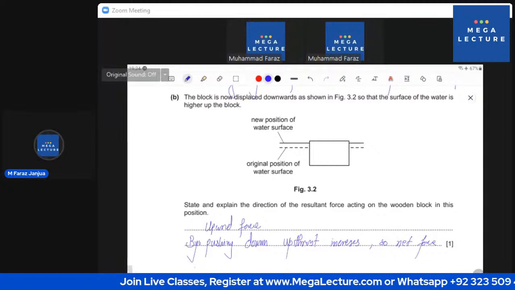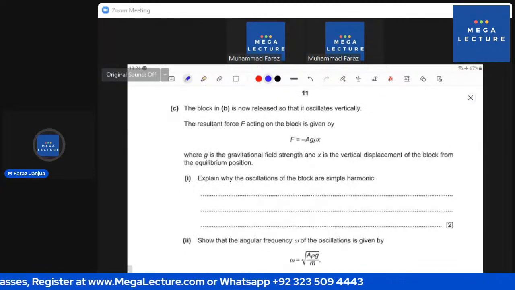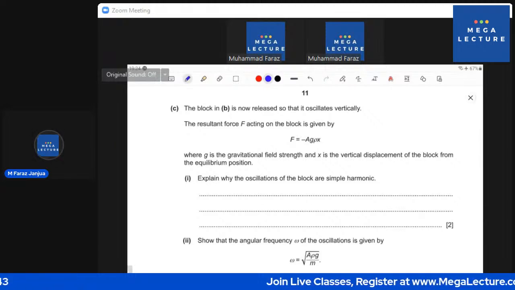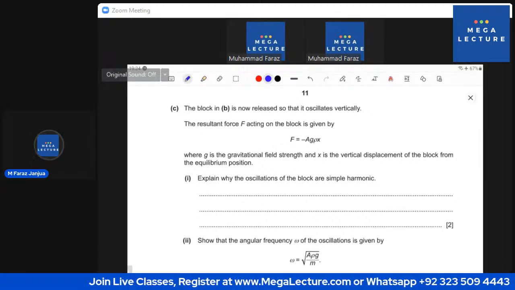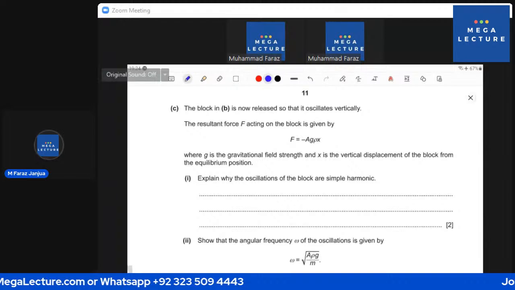The block in B is now released so that it oscillates vertically. The resultant force F acting on the block is given by F equals minus A g rho x, where g is the gravitational field strength. x is the vertical displacement of the block from the equilibrium position. Explain why the oscillation of the block is simple harmonic motion.